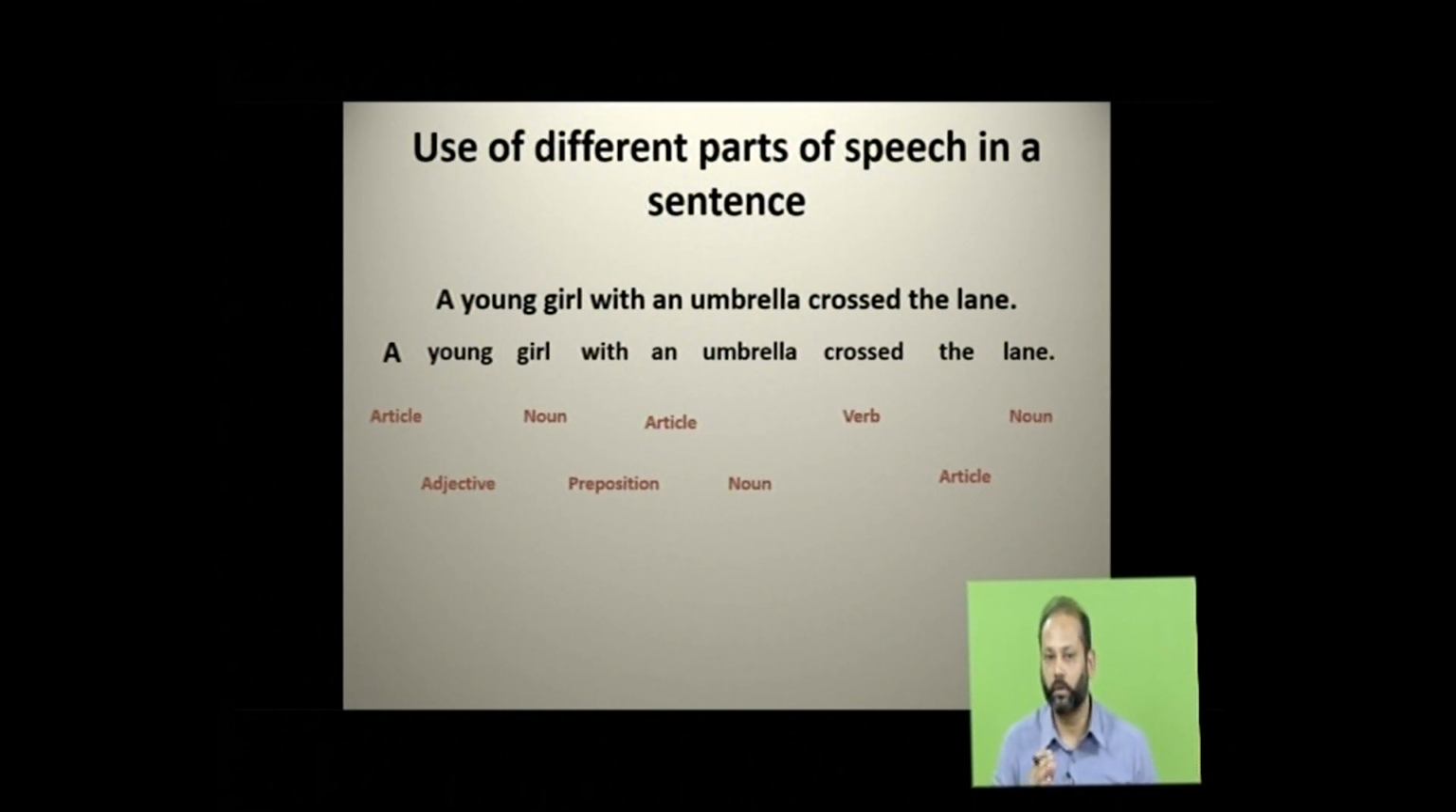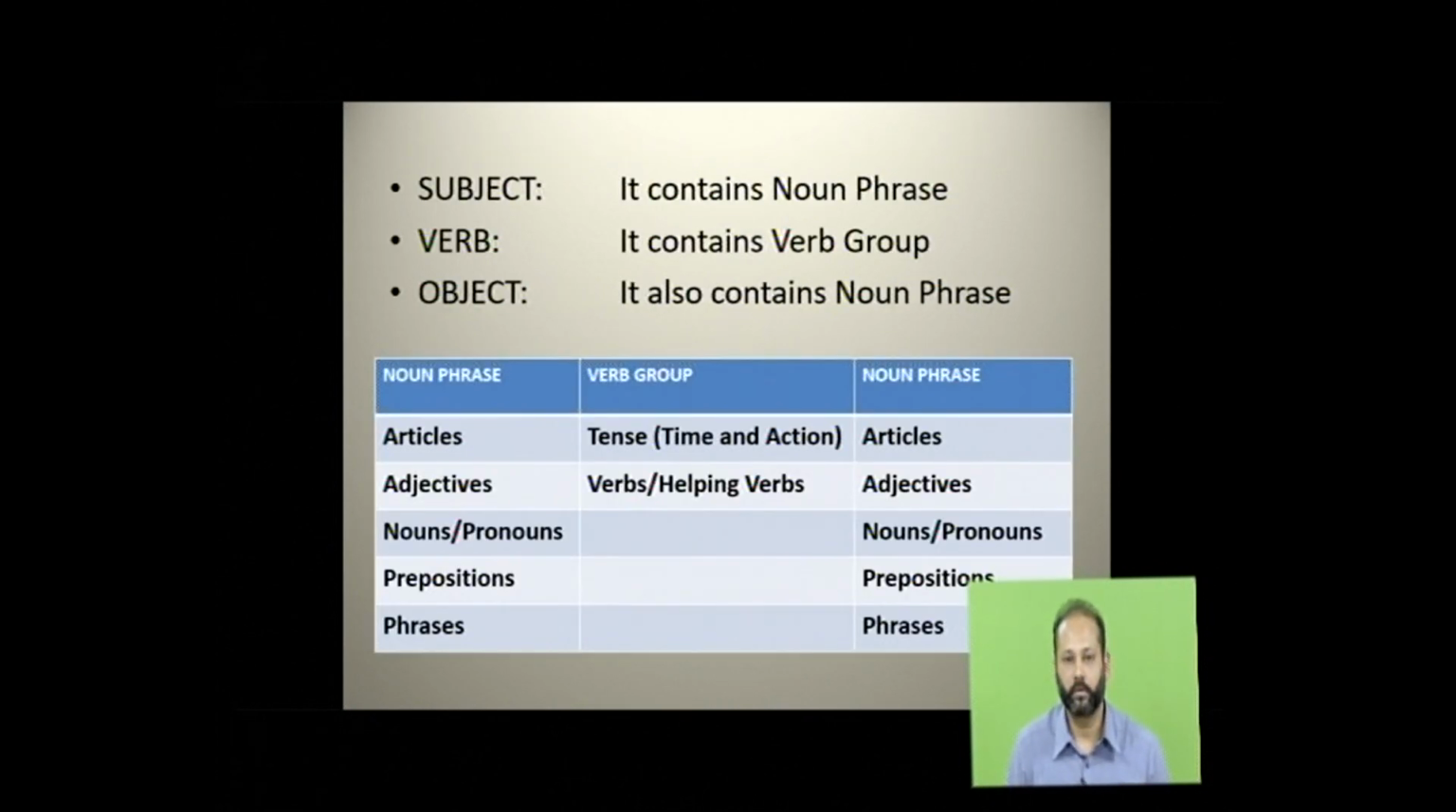So just look at the placement of these parts of speech. Four things that we are going to do here. One is noun, then adjective, then verb and adverb. We are going to use them again and again. So first of all, understand now, subject contains a noun phrase. What a noun phrase carries is given in the chart. Look at the noun phrase. Articles, adjectives, nouns, pronouns, prepositions, phrases. This is a noun phrase. It comes in the subject as well as in the object. See, both noun phrases in the subject and object are the same thing.